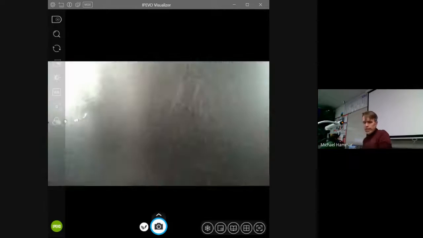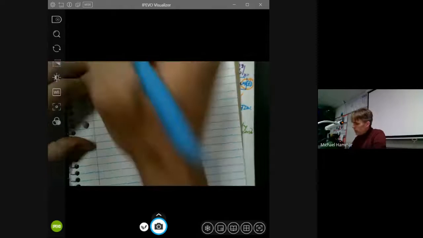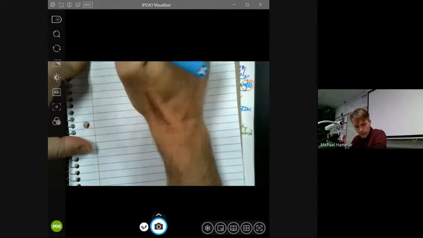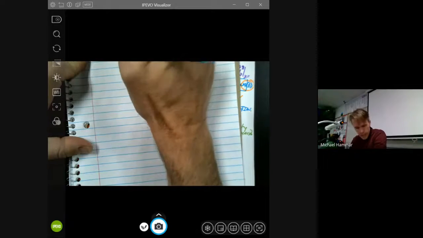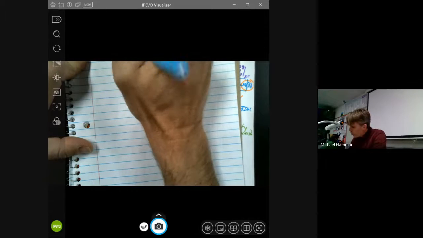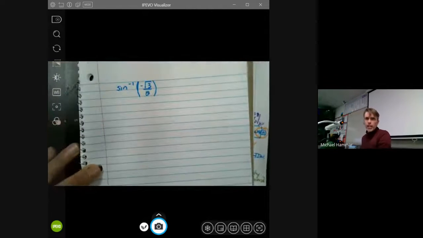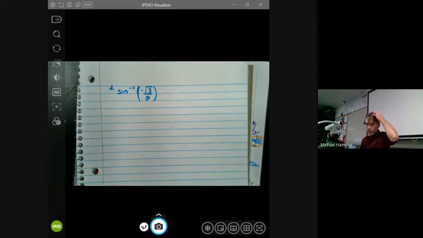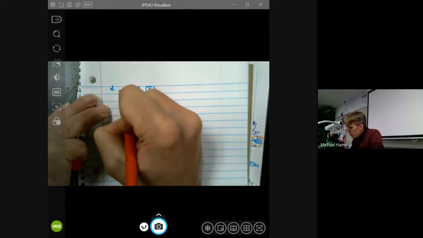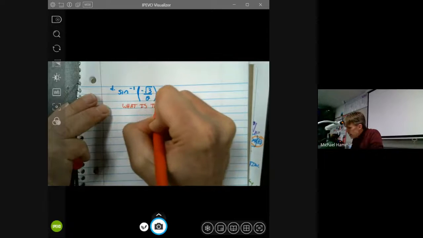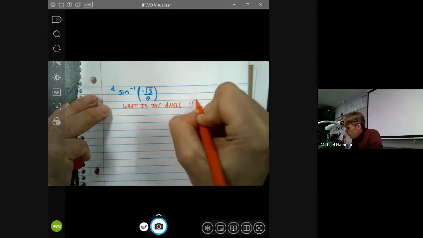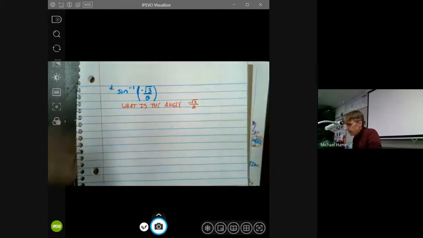Well, what if I gave you something like this? What if I gave you sine inverse of negative square root of 3 over 2? What is this asking you to do? In the previous problems, we were trying to find the value. What this is asking you to do is: what is the angle that has negative square root of 3 over 2 as its value?